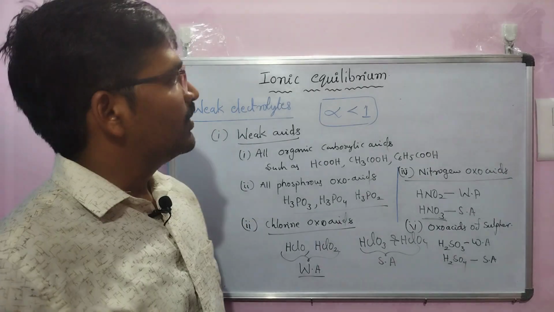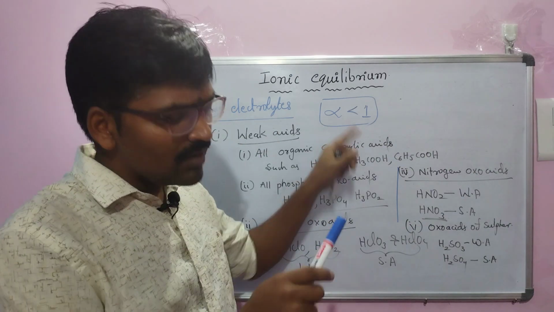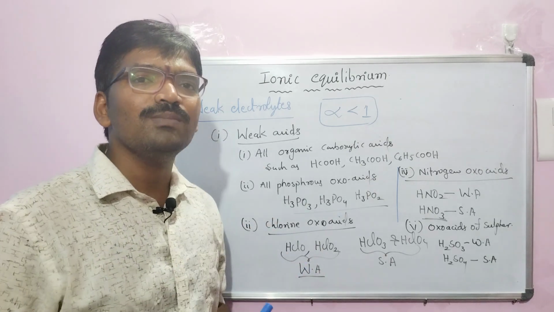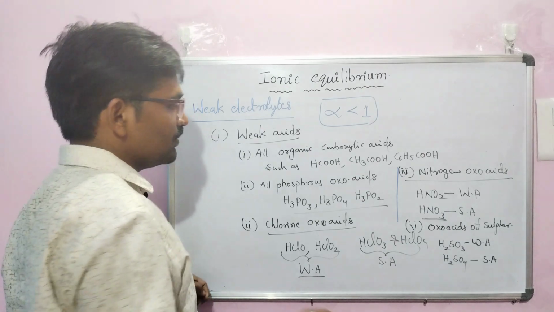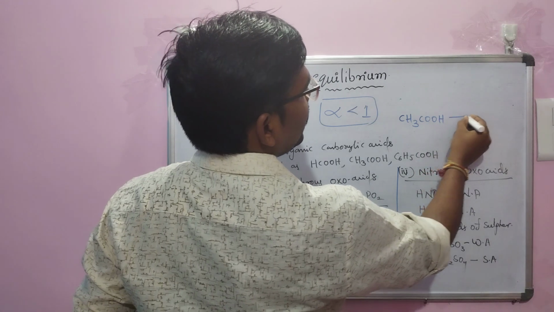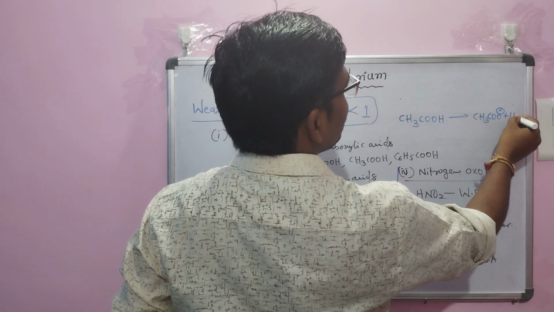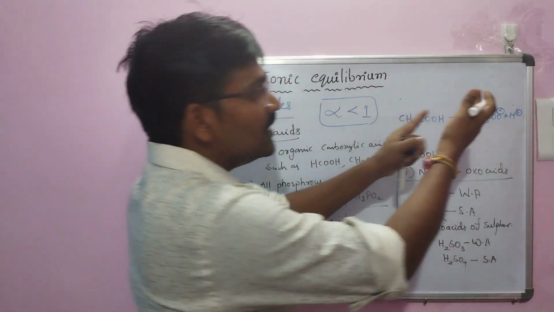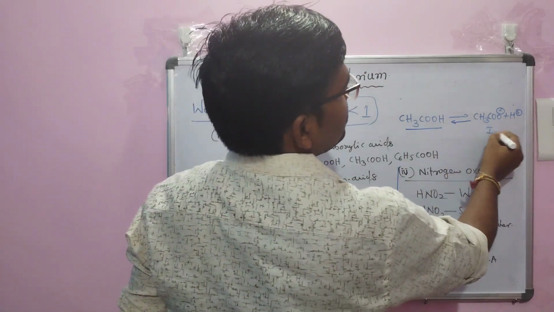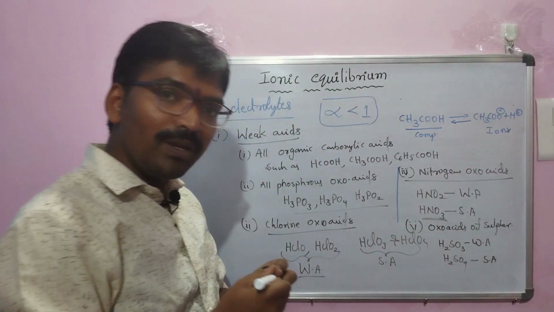H2SO3 is a weak acid. All of these have a degree of dissociation or ionization less than 1, which means these are reversible reactions. For example, if you take CH3COOH, it can ionize into CH3COO minus plus H plus. Then again these ions are converted back into the compound. So ions and compound are both present in the equilibrium.